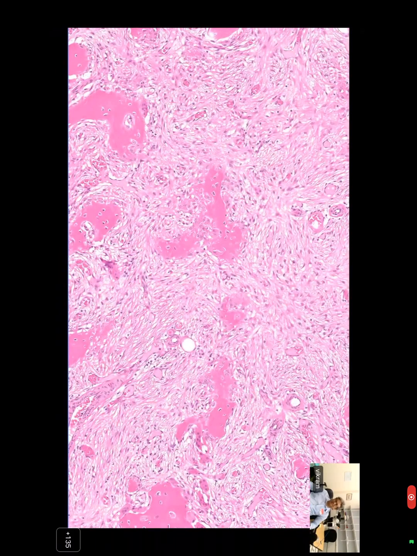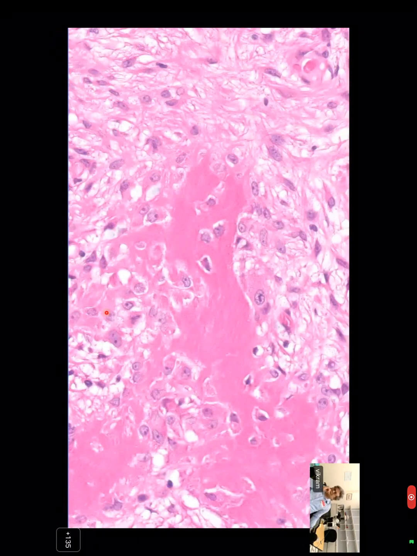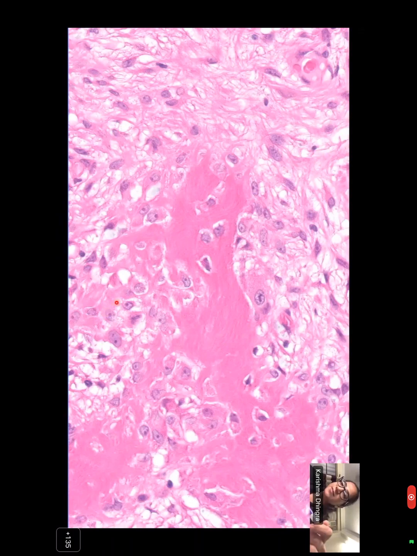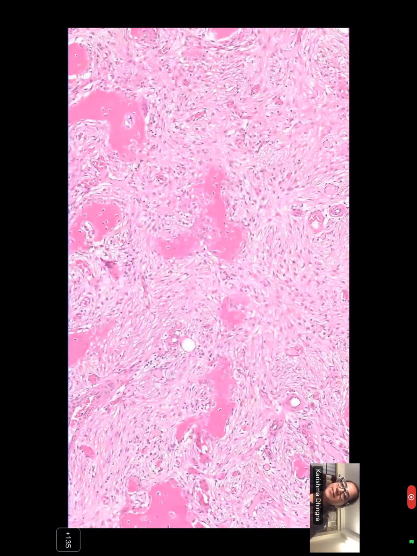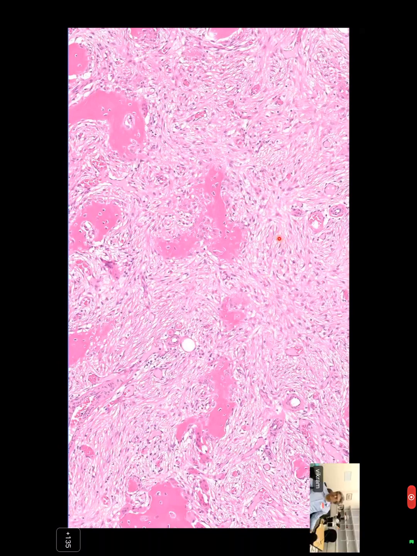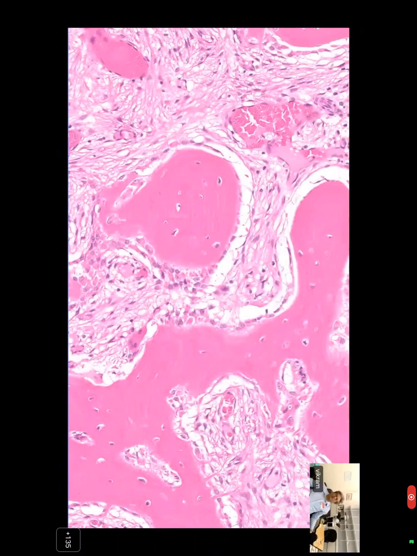What were you going to say? So there is mitosis. Did you see mitotic activity in the spindle stroma? Very little, only one cell. And did you see any epithelial elements here? No. Okay.